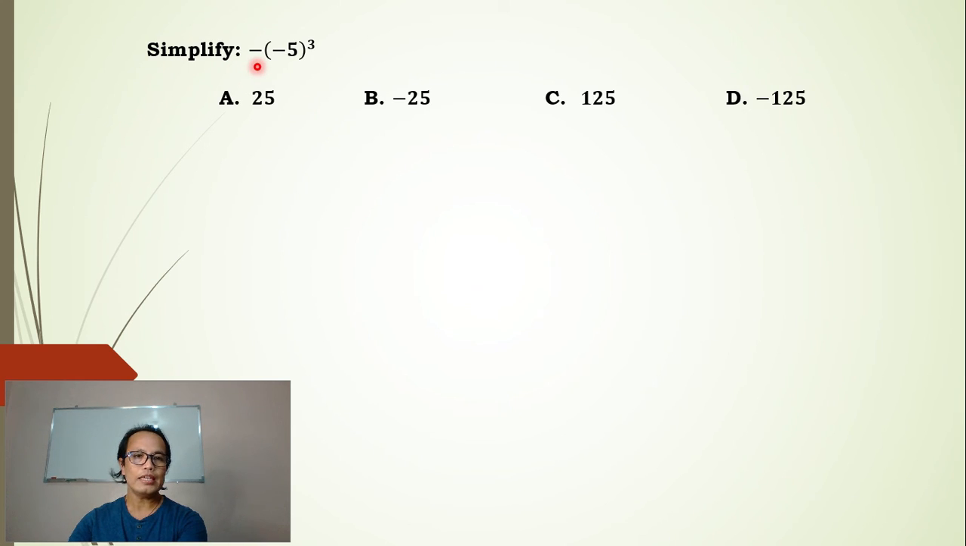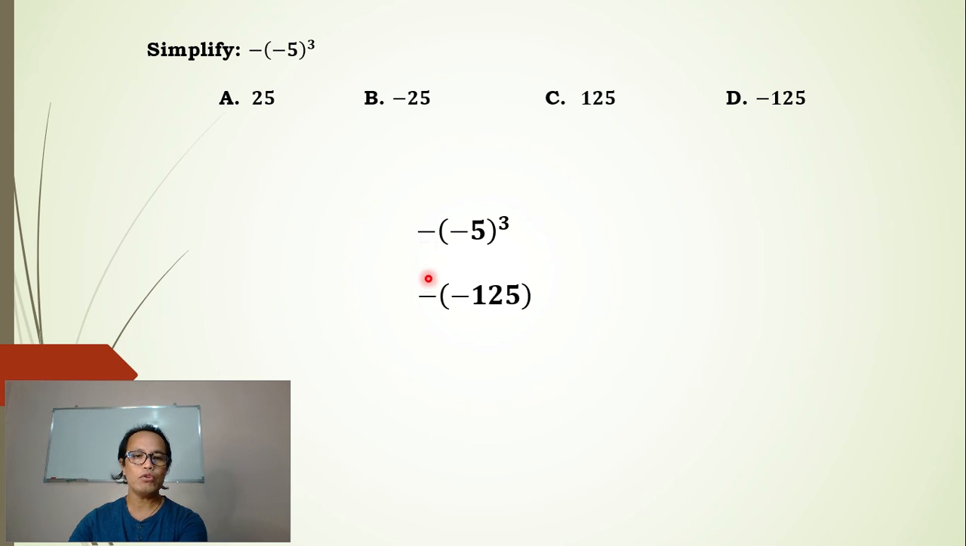Simplify negative times negative 5 quantity cube. A. 25, B. negative 25, C. 125, D. negative 125. So for the solution, now since we are given this expression, negative times negative 5 quantity cube, what we need to do is to simplify first the exponent before multiplying to the negative outside the parentheses.